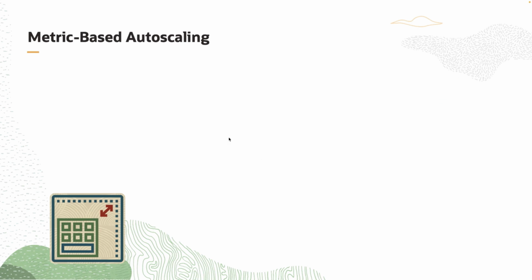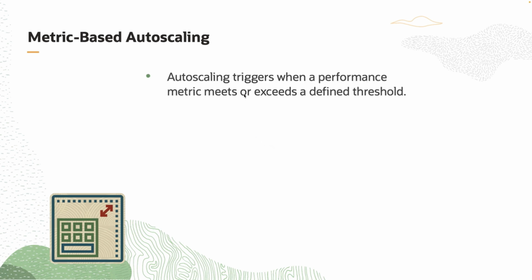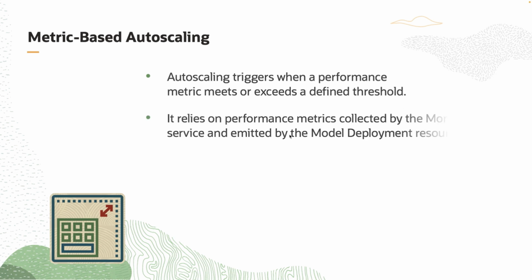So metric-based autoscaling is the supported method for autoscaling in a model deployment, wherein an autoscaling action is triggered when a performance metric meets or exceeds a defined threshold. At the moment, only one metric-based autoscaling policy can be added.